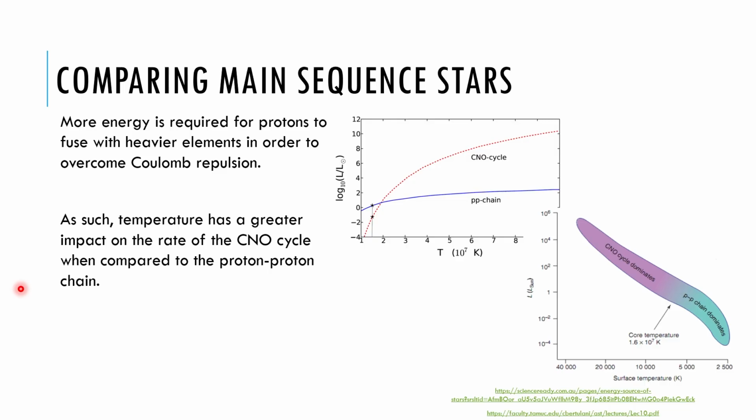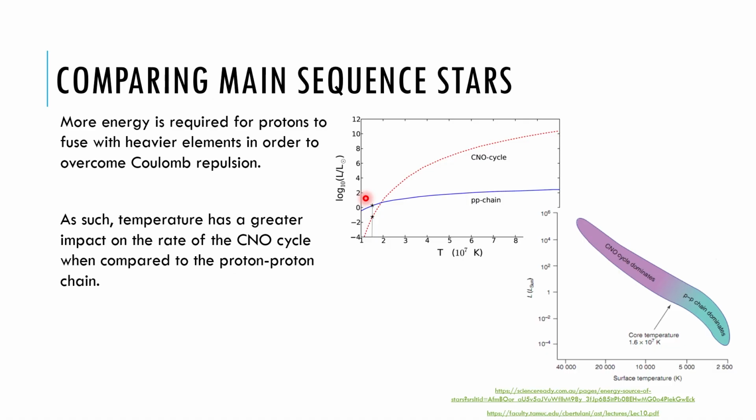In our previous video, we talked about the idea that higher temperature stars were CNO cycle dominant. This is because the fusion processes that occur in the CNO cycle are facilitated by having high energy protons, which are able to overcome the Coulomb repulsion of our larger nuclei that it has to interact with, when compared to the small nuclei involved in the proton-proton chain.